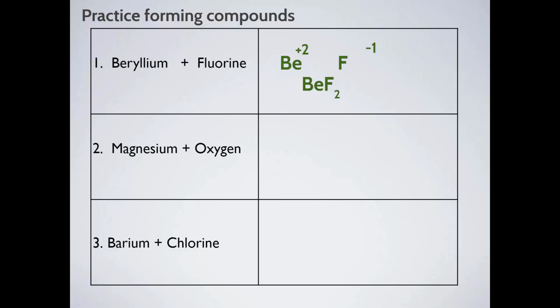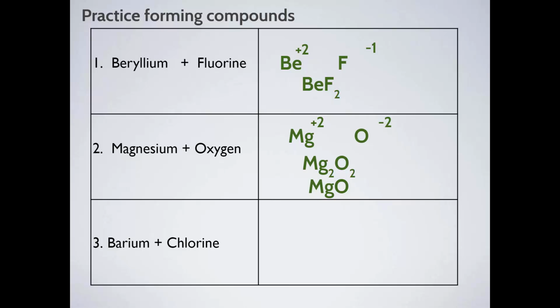Magnesium and oxygen. Mg and O. So I guess I gave 2. Anyway, what do we get for our final formula, Faith? Yeah, we get just MgO if we simplify. We can get Mg2O2.